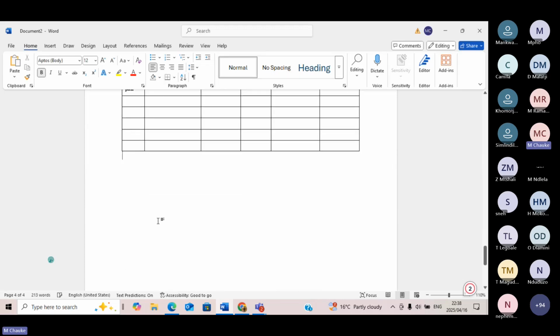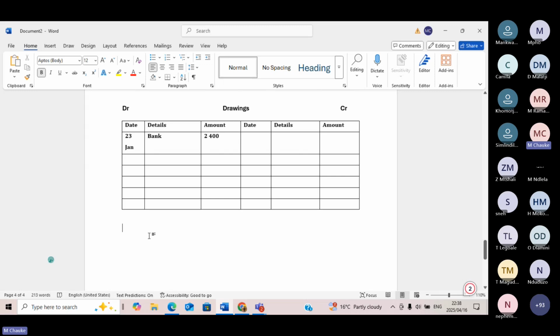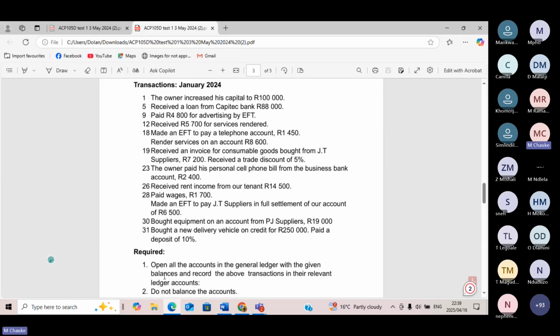Can we go to the next transaction if there is no other question? All right, let's proceed. I believe we are all following. Transaction number 26. They say receive the rent income from our tenant. You received the money from your tenant, 14,500. So when you receive money, the two accounts affected are bank and rent income.